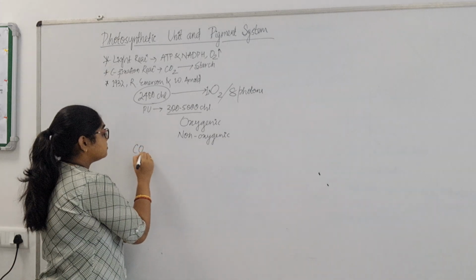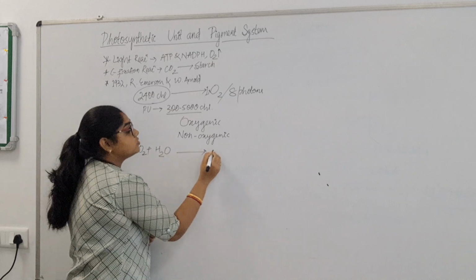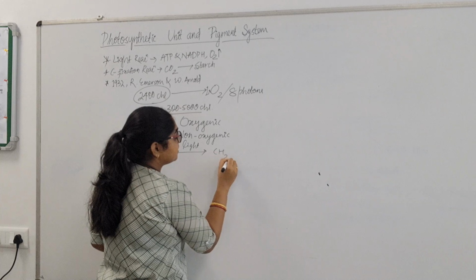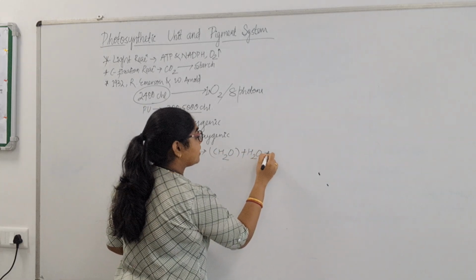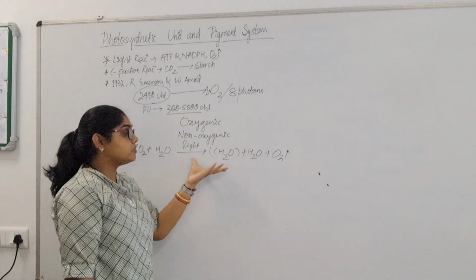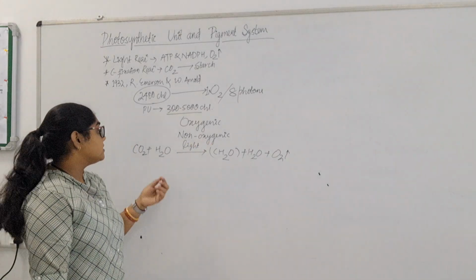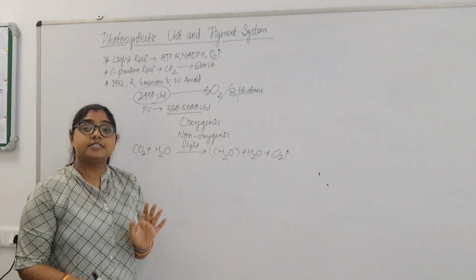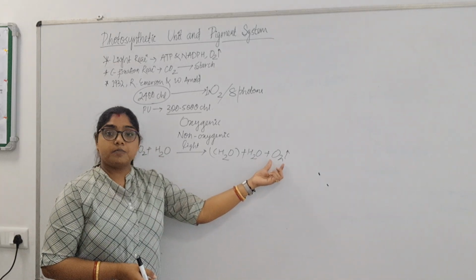Now, till 1930, researchers used to consider carbon dioxide as the source of oxygen. As we know the photosynthesis formula, carbon dioxide and water, in light and chlorophyll, produce starch, water and oxygen molecule. This is the basic photosynthesis reaction we know. But what happens in non-oxygenic photosynthesis? Oxygen does not evolve. Till 1930, researchers used to consider carbon dioxide as the source of this oxygen molecule.